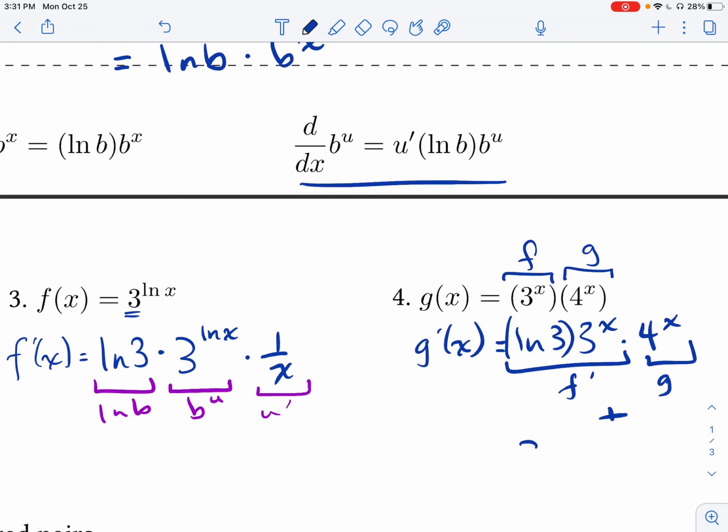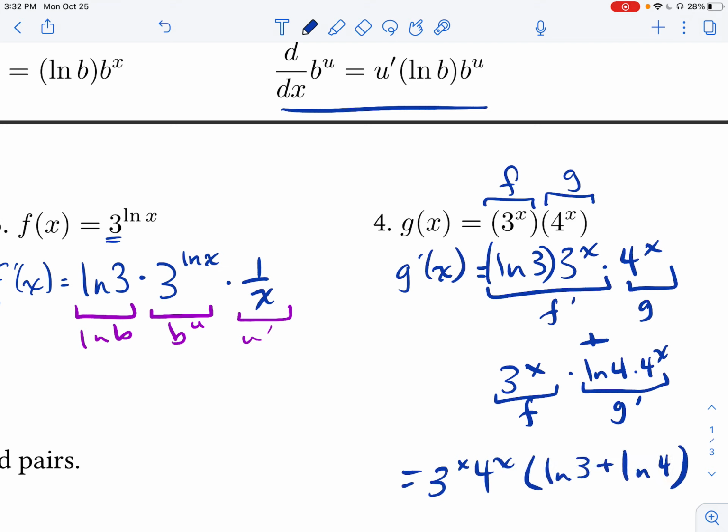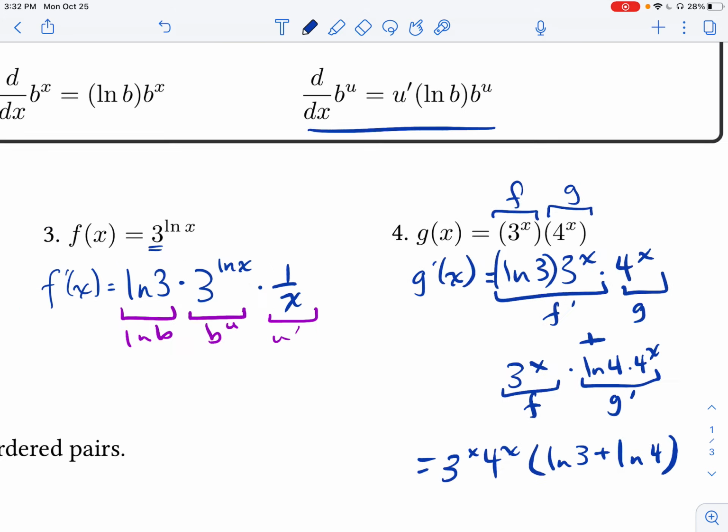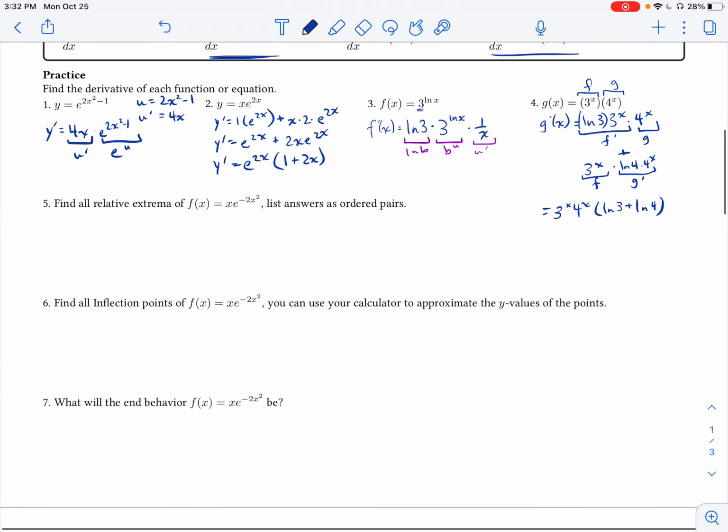So 3 to the x, this is our f, times g prime, which is the natural log of 4 times 4 to the x. This is our g prime. And we can leave it written like that, or we could just clean this up and simplify this as 3 to the x, 4 to the x, the natural log of 3 plus the natural log of 4. Okay? All right. Go ahead and pause the video right now and work through numbers 5 through 7.